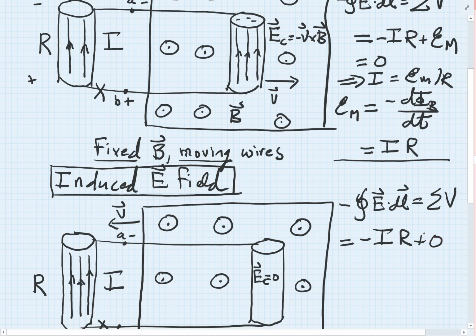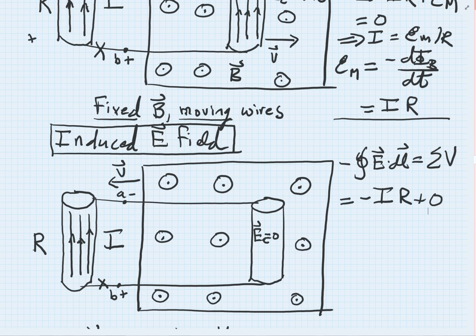So now things seem to be a little different from how we had them before, right? This path integral of E dot dl no longer seems to be zero. It's equal to minus IR. In fact, in the diagram you can see it. There's a contribution from the resistor. I'm going to get an electric field integral contribution here as I go around my loop, but nothing over here. I'm not going to get zero.